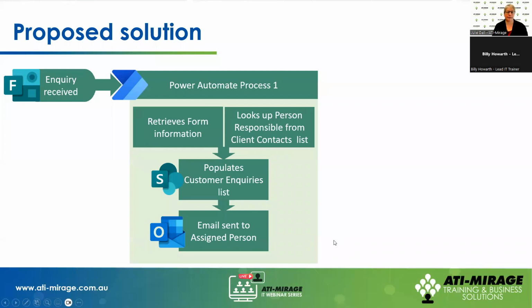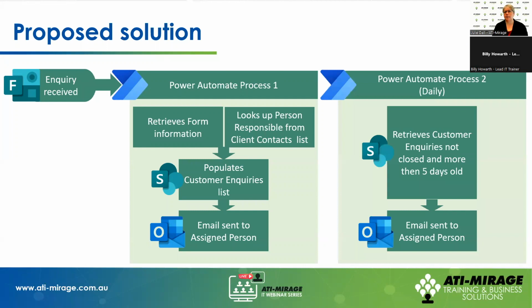The second part, the nice to have, also can be done with Power Automate. But this is a scheduled process. This happens on a daily basis. And what it does is it scans through the customer inquiries list, finding all of those that are still open and were received more than 5 days ago. And then it automatically sends an email to that person, reminding them that they need to follow up on it.